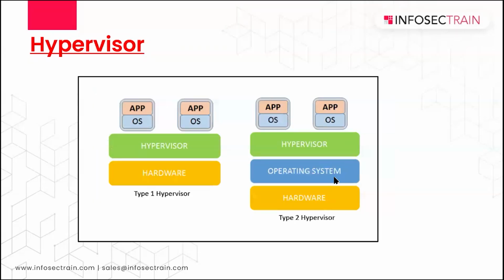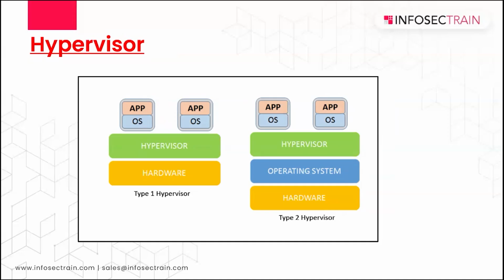Now there is another thing called the hypervisor. So how do you actually use this concept of virtualization? If you want to use virtualization, you need a special kind of software called the hypervisor. A hypervisor is a software which you install in your system, and it lets you use virtualization. There are two types of hypervisors, type 1 and type 2.